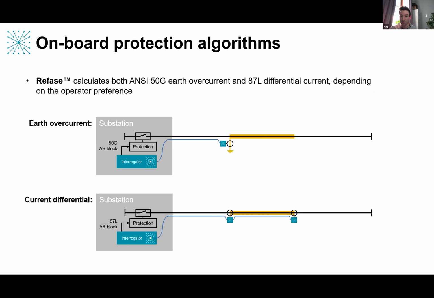So either way, it's very simple to do because of the ease of installation of these sensors and the lack of any supporting infrastructure at that installation location.